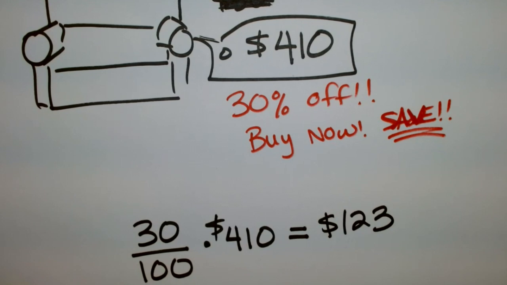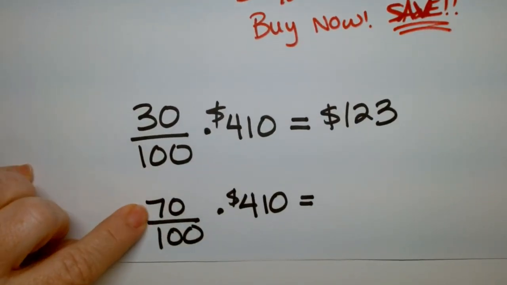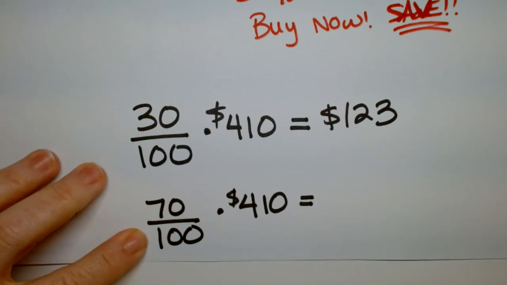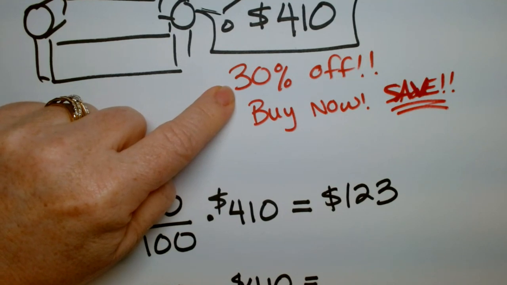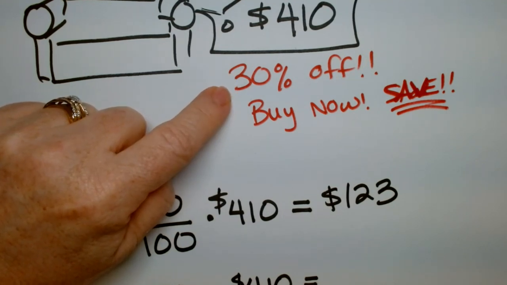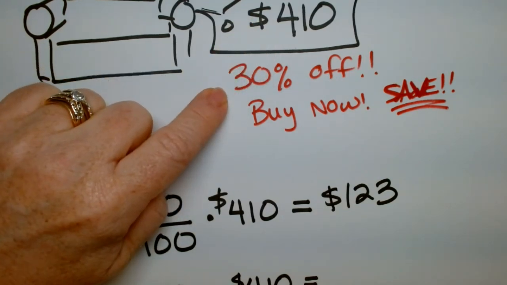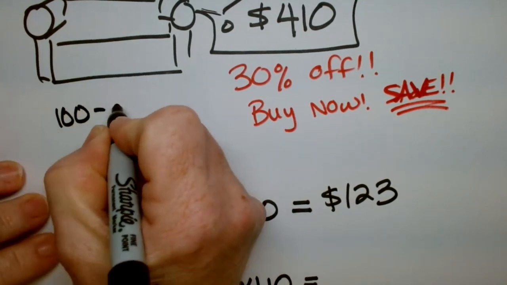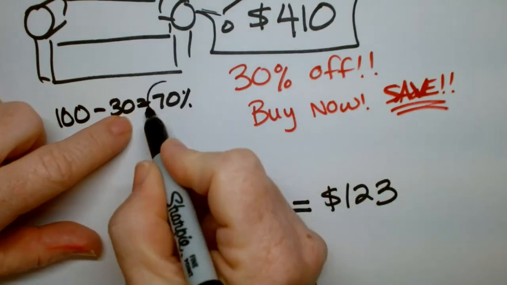Would you like to see another way of doing it? Look at this. What if you did 70 over 100? You're like, wait, where'd the 70 come from? Does it make sense that if it's 30% off, 100 minus 30 is 70. You're paying 70%, not 100%. 100% would be 410. You're paying 70% because 100 minus the discount is 70. So you're going to pay 70%.